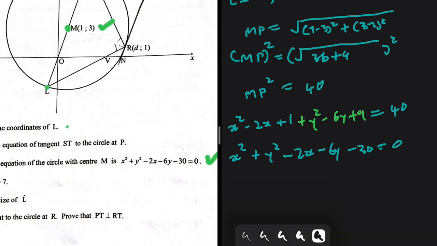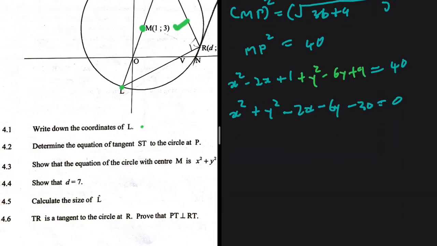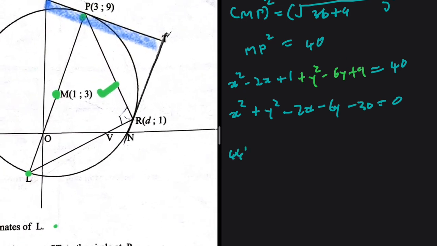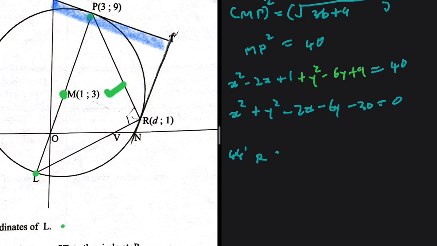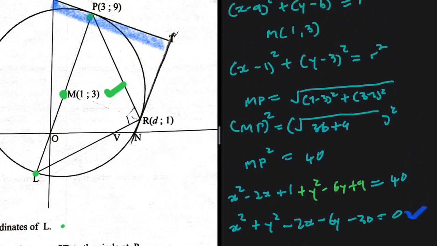And yeah, as you can see, we have that. And then now in 4.4, we are supposed to show that d is equal to 7. So d is the x coordinate of R, where the y coordinate is 1. We can substitute R into this equation in that form, or we can substitute R there. I think it's better if we substitute it here, right?